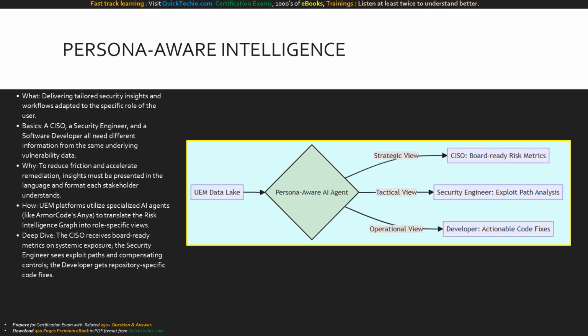This flowchart visualizes persona-aware intelligence. The vast data lake feeds into the persona-aware AI agent at the center. The agent acts as a universal translator. It branches into three distinct views. The strategic view provides the CISO with board-ready metrics. The tactical view gives the security engineer deep exploit path analysis. The operational view delivers actionable code fixes directly to the developer. Everyone gets exactly what they need to act immediately.